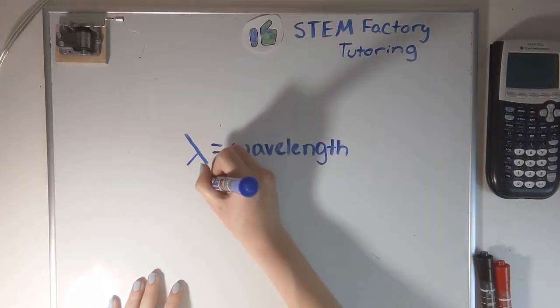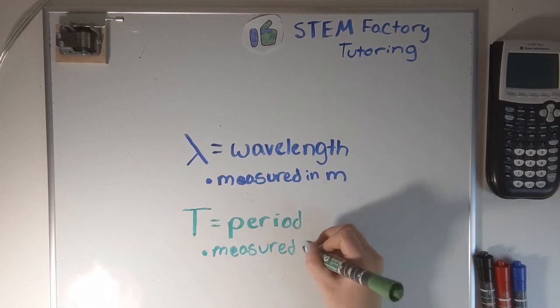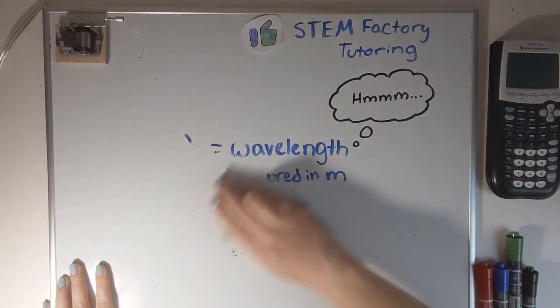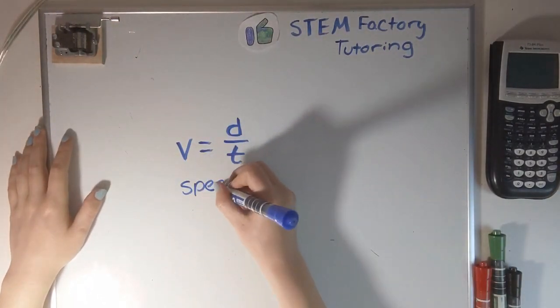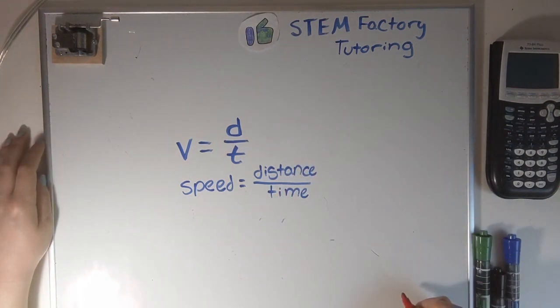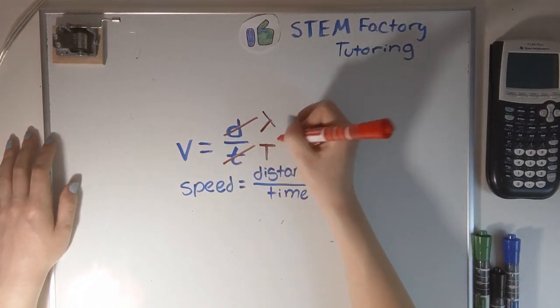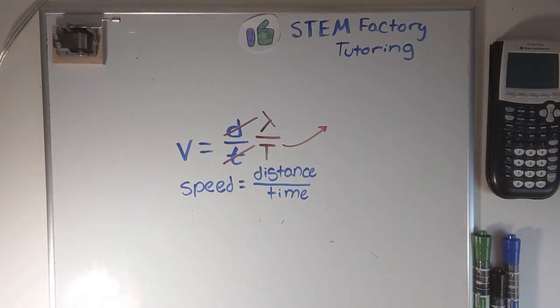Okay, so now we have a variable relating to a sound wave measured in meters, and we have something measured in seconds. Meters and seconds. Ringing a bell? We can get the speed of a sound wave. Because speed equals distance traveled over time, we can substitute the wavelength for the distance and the period for the time, because that's the amount of time it takes to travel that one wavelength or complete a full wave.